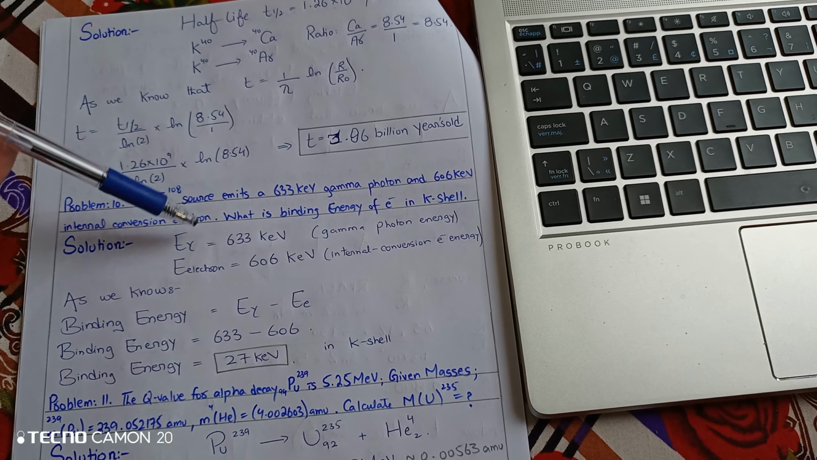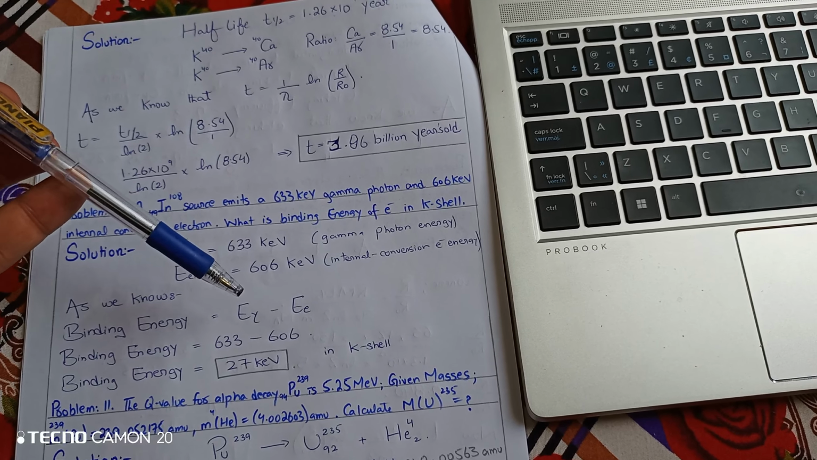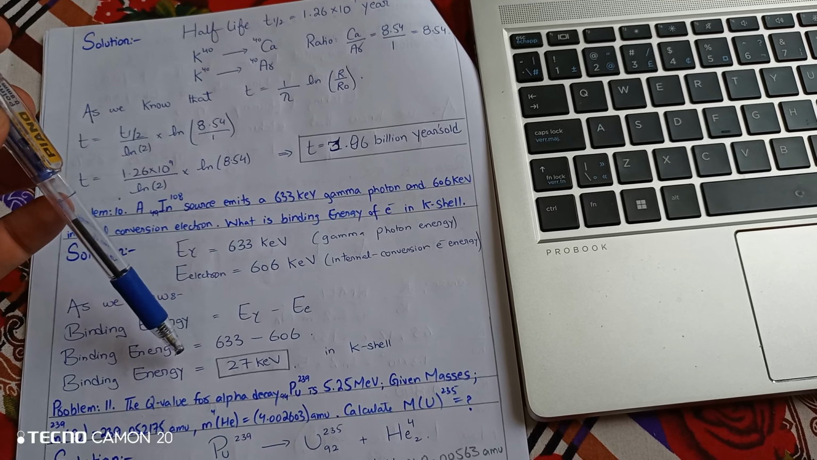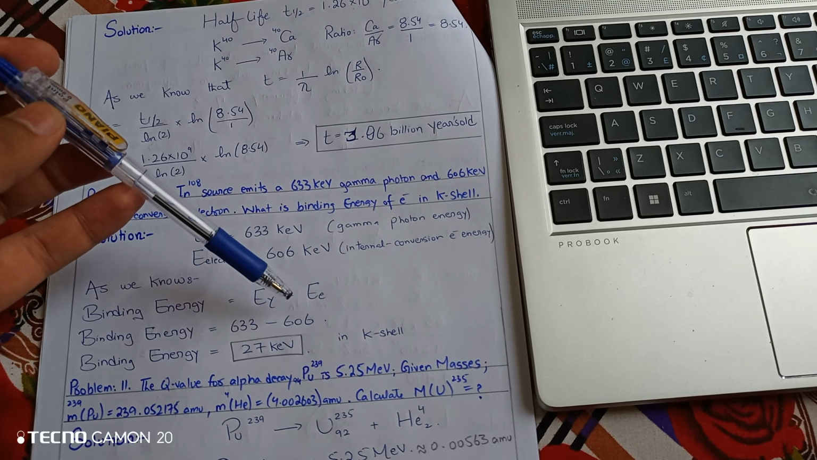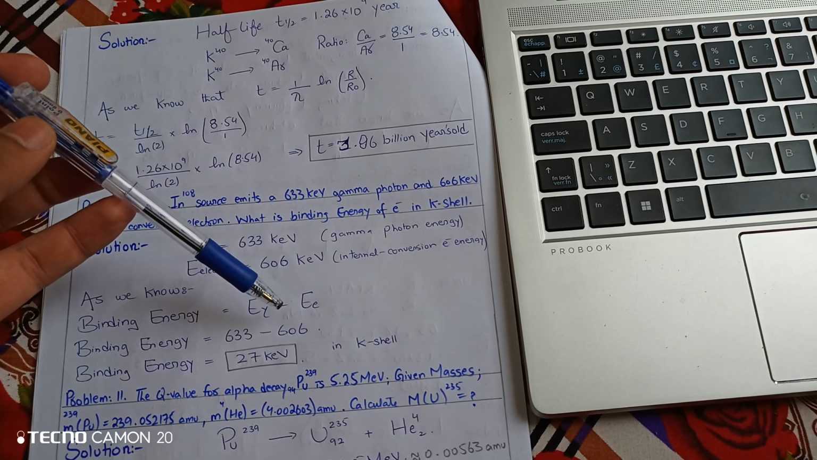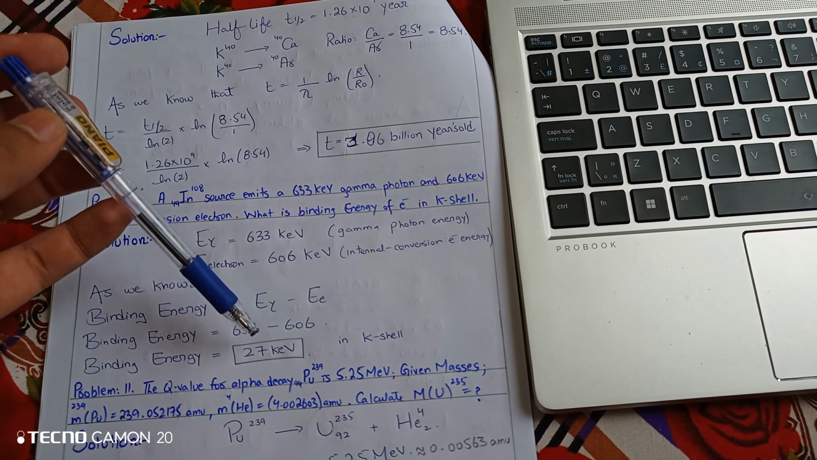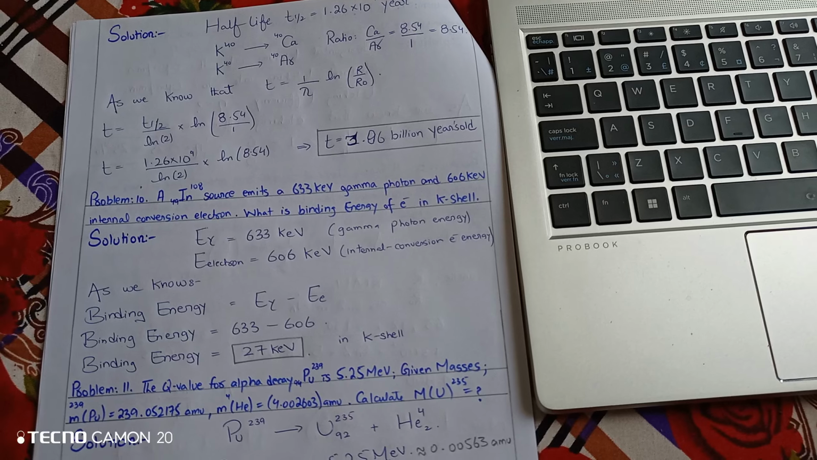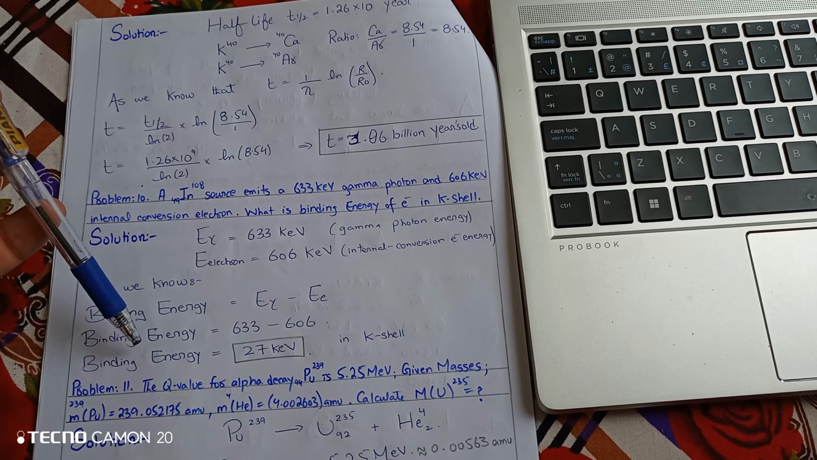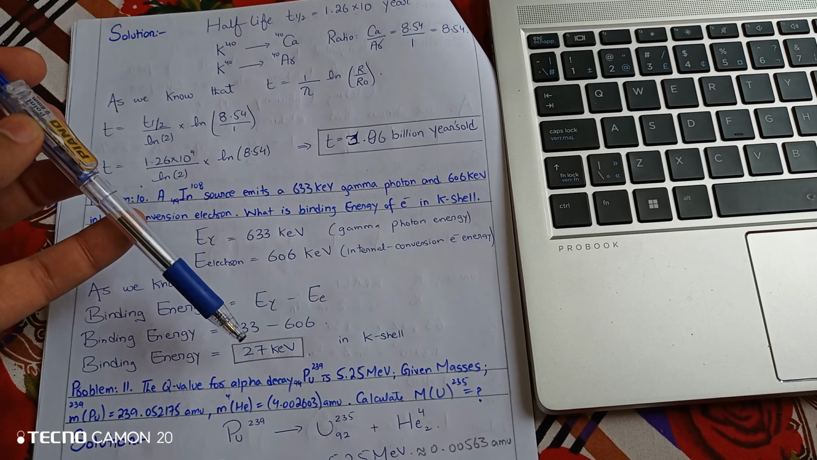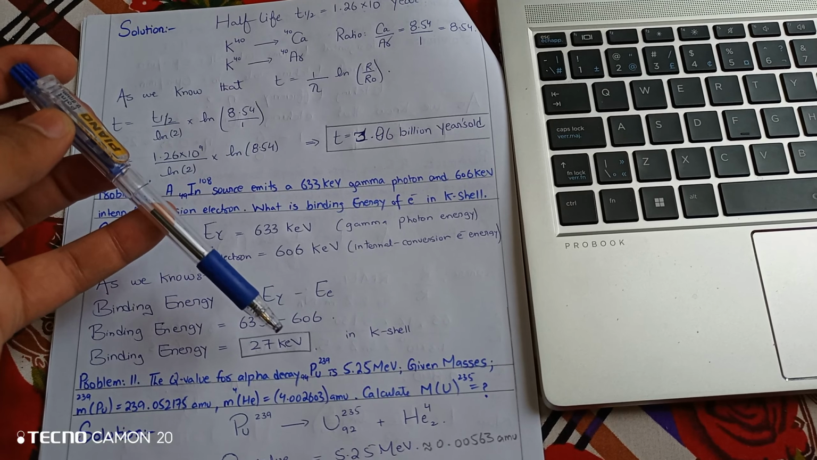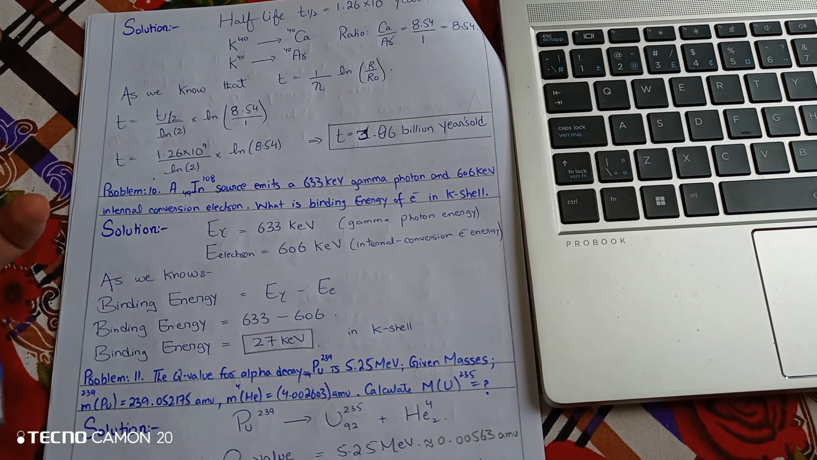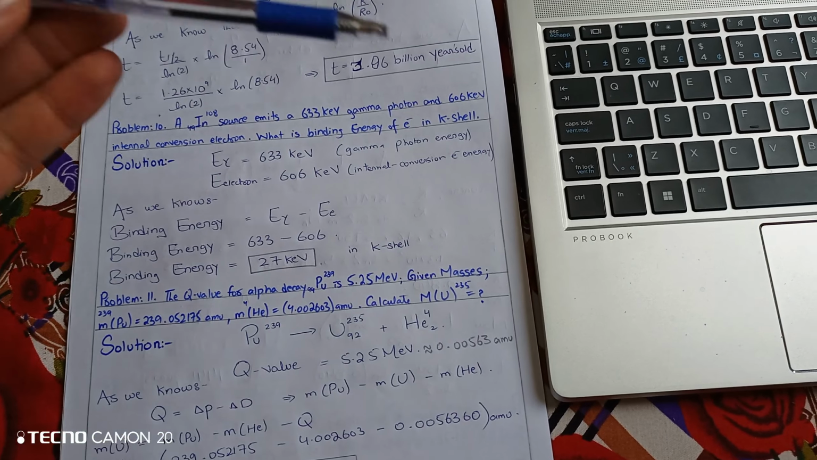You know the formula of the binding energy, which is the gamma energy minus the electron conversion energy. After subtracting 633 minus 606, you will get 27 kilo electron volts. So this is the binding energy in kilo electron volts, 27 kilo electron volts, in the K shell. Understood? Now let's move on towards our 11th problem.